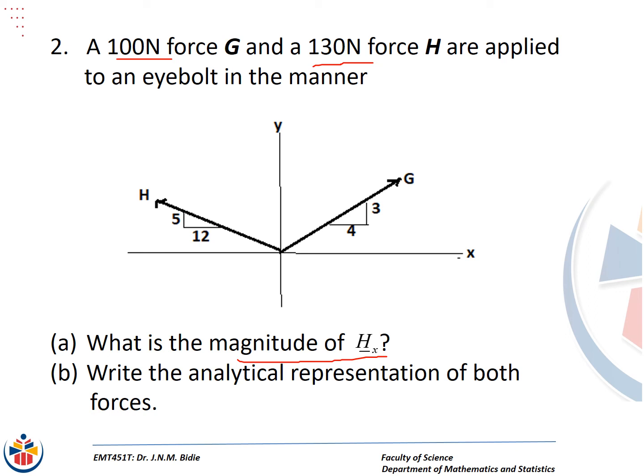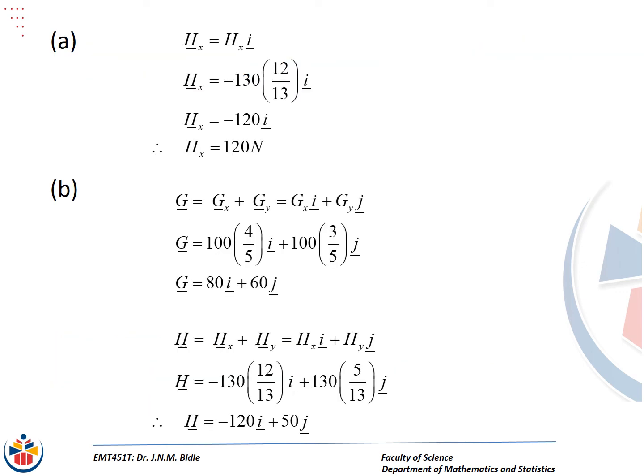Note what I've done in the solution. Also, here, H is in the second quadrant. In the second quadrant, according to the CAST rule, only sine is positive. So that means the y component is positive, but the x component is negative. Hence, to look for the x component, because remember we'd been asked to find the magnitude of Hx, I wrote here negative 130 times 12 over 13 i.